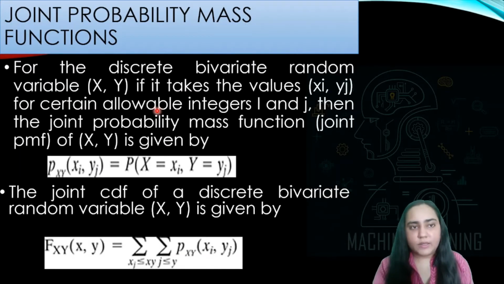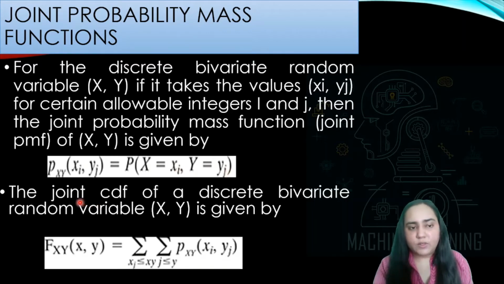Now let's take a look at joint probability mass functions. So that was probability distribution functions. Now let's take a look at mass functions. If you have discrete bivariate random variables X and Y, and they are taking values xi and yj for some integers i and j, then you can define the PMF in this manner. It's the same formula as before, except here we are not using the less than or equal to sign. Instead, we are using just equal to xi and equal to yj.